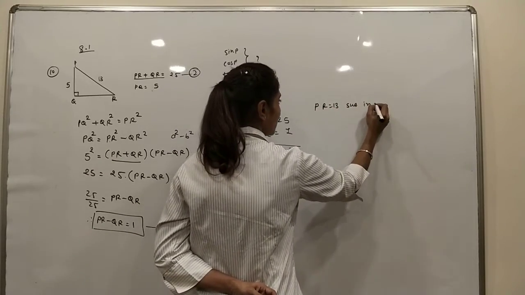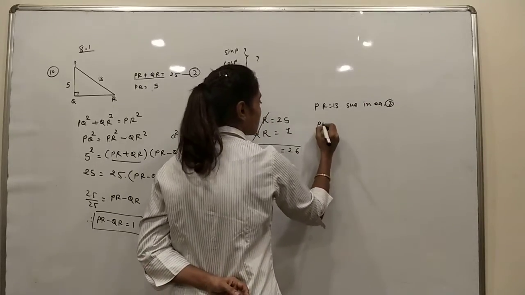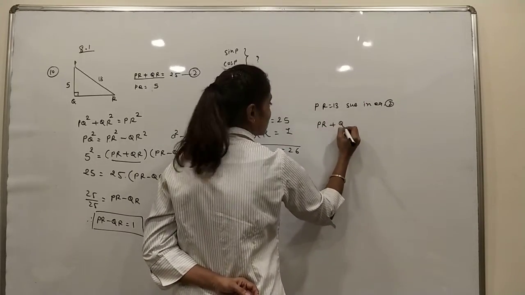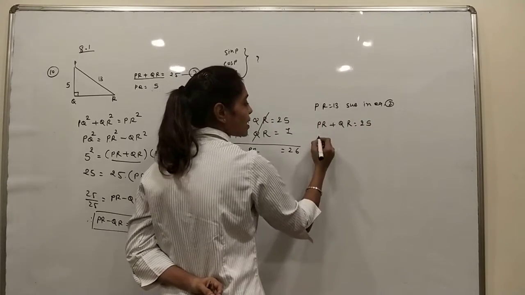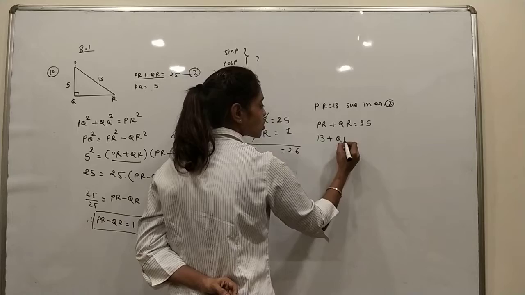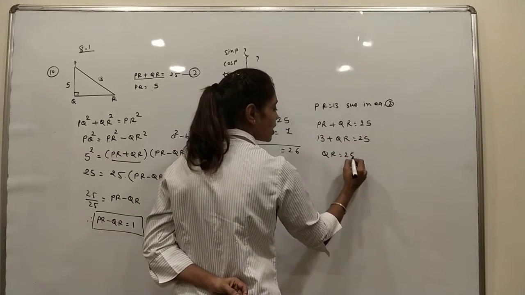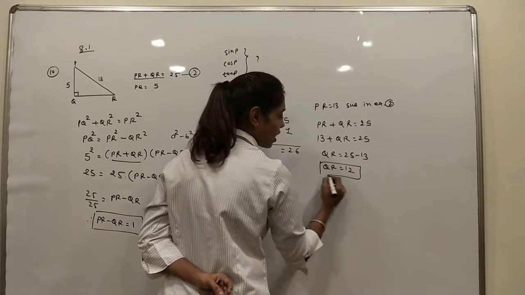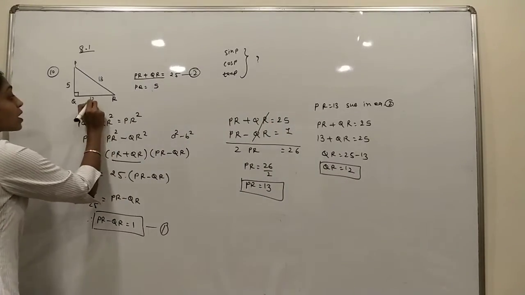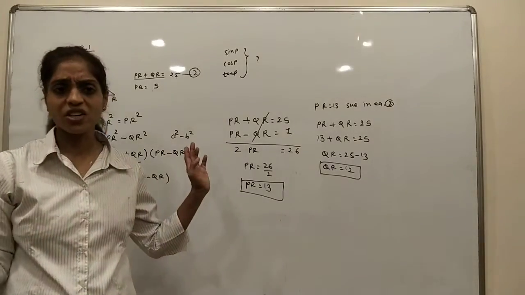Substitute in equation number 2. PR plus QR is 25. PR is 13 plus QR is 25. So QR is 25 minus 13. So QR is 12. Now after finding all three sides, I can find any trigonometric ratios.